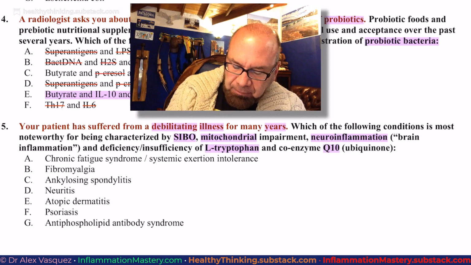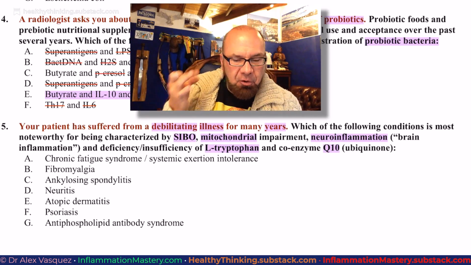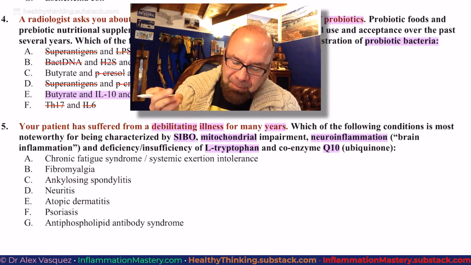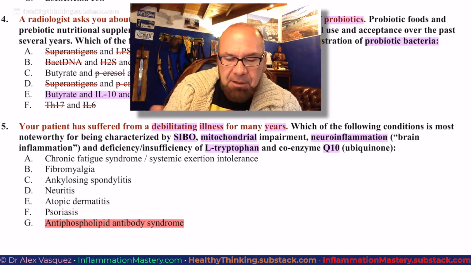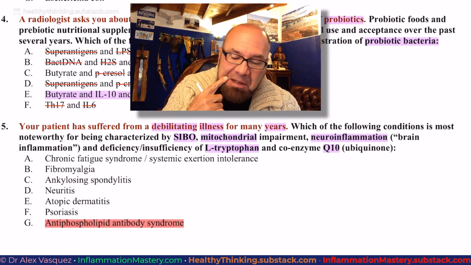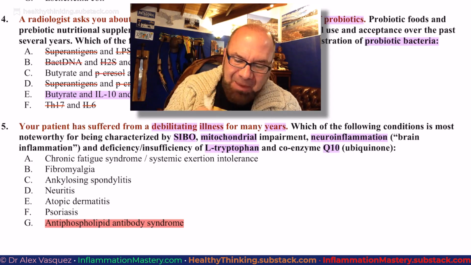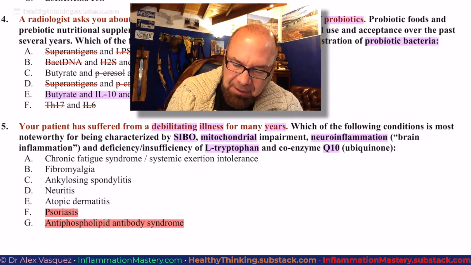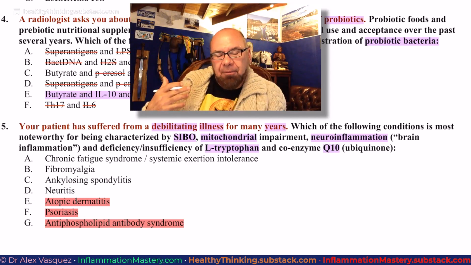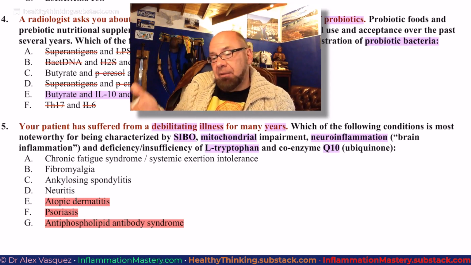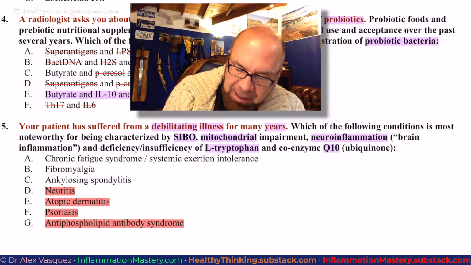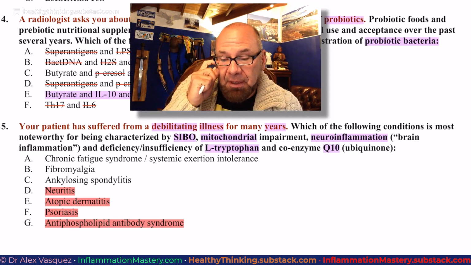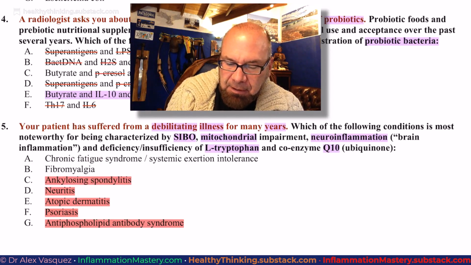So let's start from the bottom. Antiphospholipid antibody syndrome is chronic, severe, life-threatening, but it's not associated with those other characteristics, so this is not the correct answer. Psoriasis can certainly be debilitating, and it's chronic, and associated with small intestine bacterial overgrowth, but it doesn't have the other characteristics, so that's not the correct answer. Atopic dermatitis isn't even close. Neuritis, or some type of autoimmune peripheral neuropathy, could be severe, it could be associated with microbes, but it's not a strong answer. Ankylosing spondylitis, small intestine bacterial overgrowth, yes, but it doesn't have the other characteristics, so that's not it.